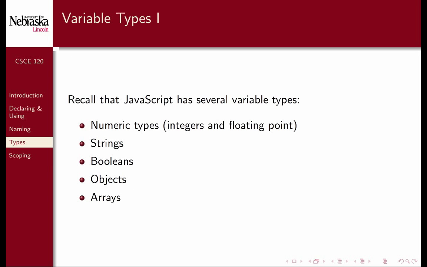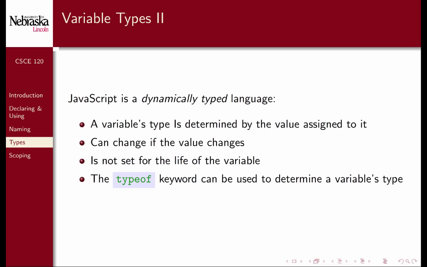Recall that JavaScript has several different variable types, including numeric types, which include integers and floating point numbers, fractional numbers, strings, booleans, which can take on the value of true or false, objects, and arrays. JavaScript is a dynamically typed language, so a variable's type is determined by the value that's assigned to it. It can change if you change the value that you assign to it. It's not set for the life of the variable. You can also use the keyword typeof to determine a variable's type.